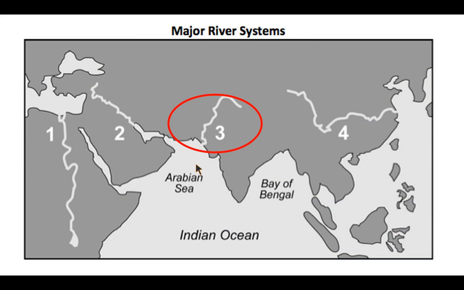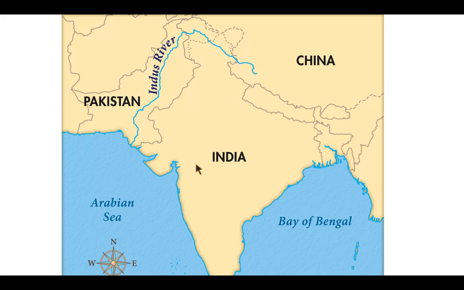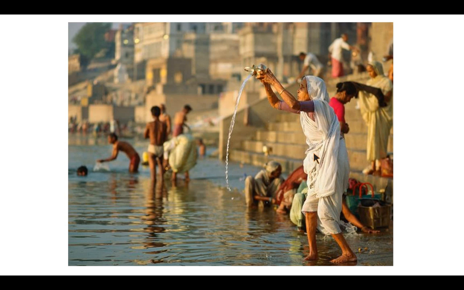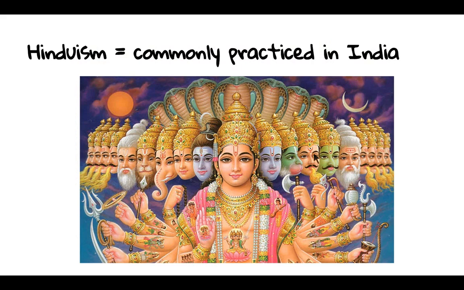Now for number 3 on the map, which is the Indus River Valley. In the Indus Valley, the river that supported them was the Indus River, so that's easy to remember. Another important river in this region is the Ganges. The Ganges, as you can see, runs south of the Himalayas. Both the Indus and the Ganges are important holy rivers in the religion of Hinduism. Hinduism began in the Indus Valley and then moved to the rest of India. It's still the most commonly practiced religion in India today.